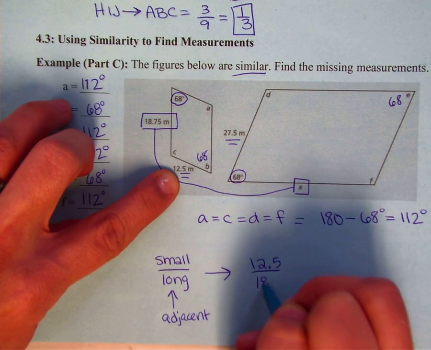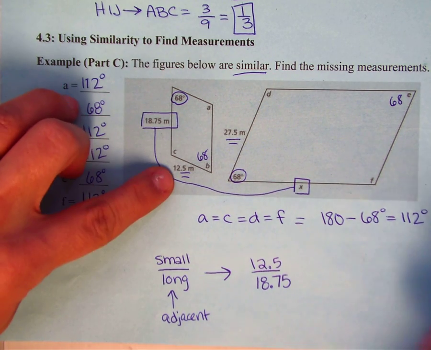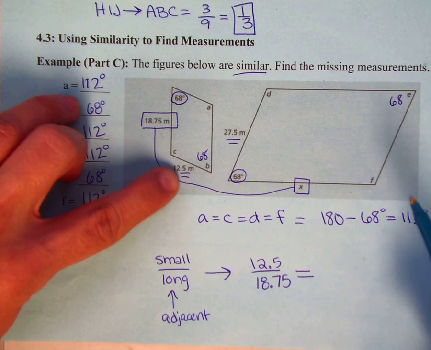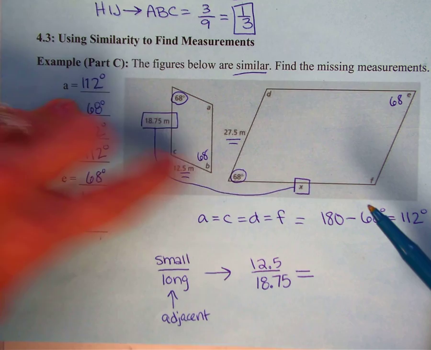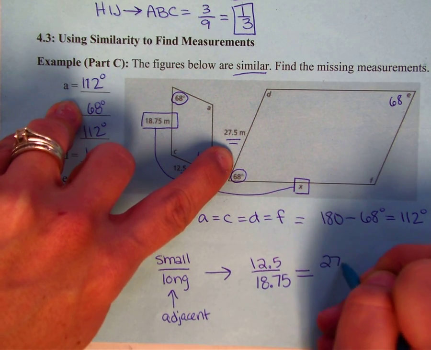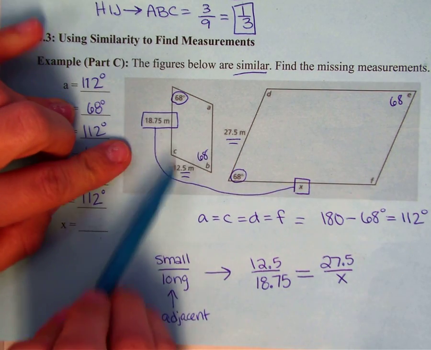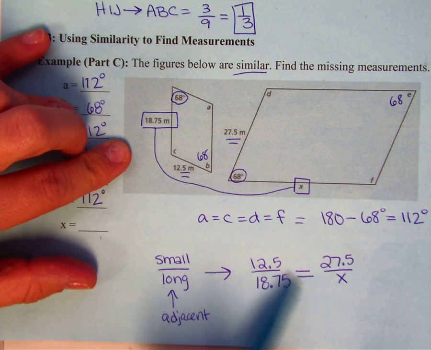I'm putting the short side over the long side of this one. And that should be equal, if they're similar, to the short side over the long side of the big one. So short over big, or small over long, I'm going to do the small one over the long one here. I'm going to do 27.5 over X. So short over long, short over long, I did for both of them, the small side over the long side.